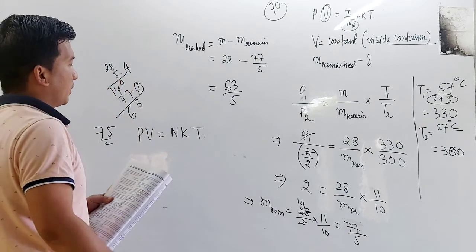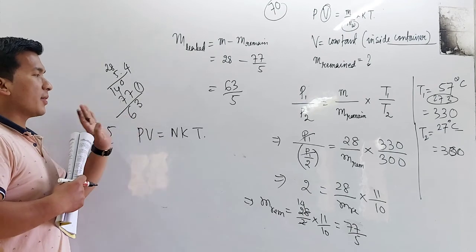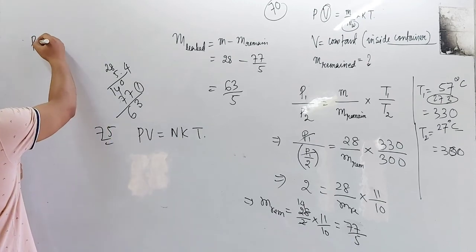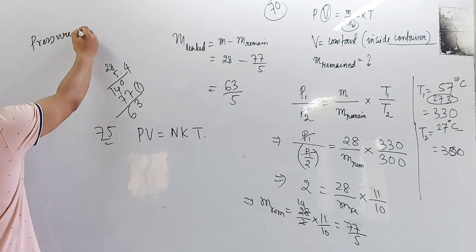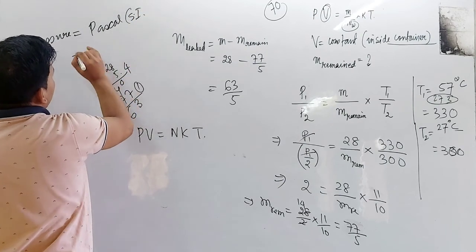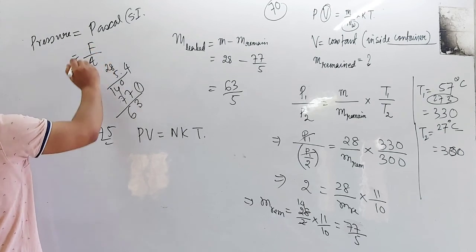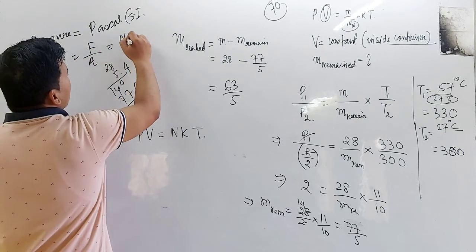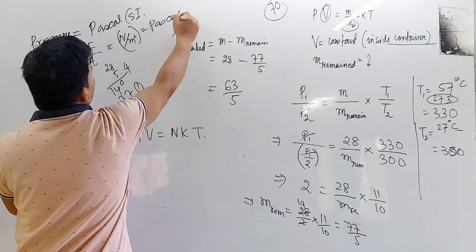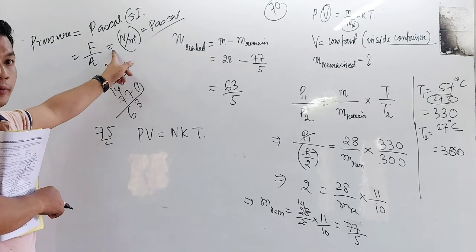P stands for the pressure, V stands for the volume, and N stands for the number of molecules. Pressure is measured in terms of Pascal, the standard unit. Pascal is Newton per meter square, force per unit area. In your question you may find Newton per meter square or you may find Pascal.